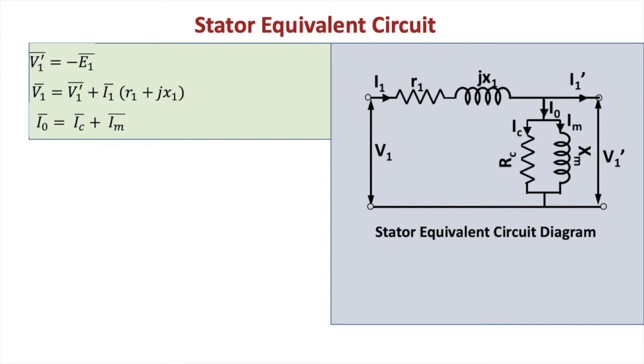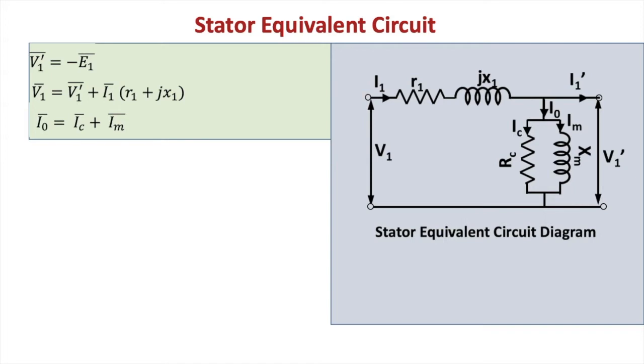So first we will start with the stator equivalent circuit. You can see the circuit of the stator. R1 is the stator resistance, X1 is the stator winding reactance. These are all per phase quantities. RC is the core loss resistance, IC is the core loss component of the no load current, XM is the magnetizing reactance, IM is the magnetizing component of the no load current, and I0 is the no load current, which is the vector sum of the core loss component current and the magnetizing component current.